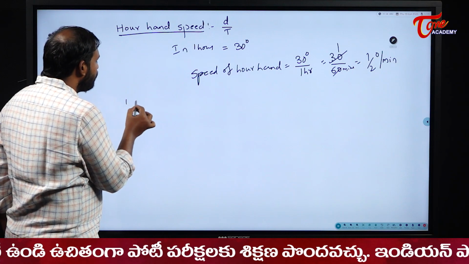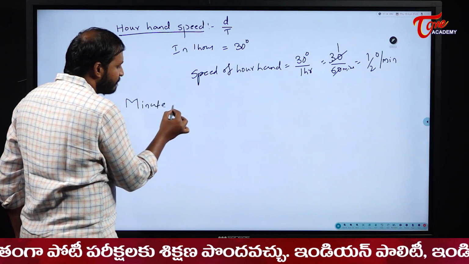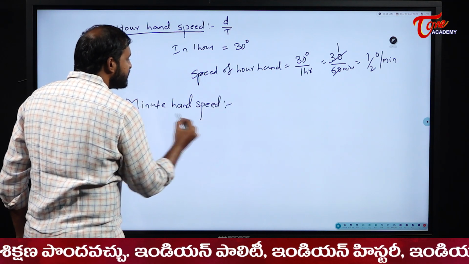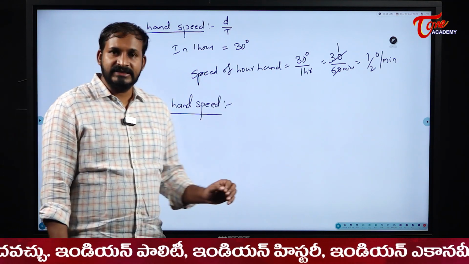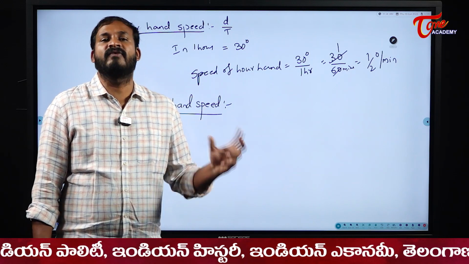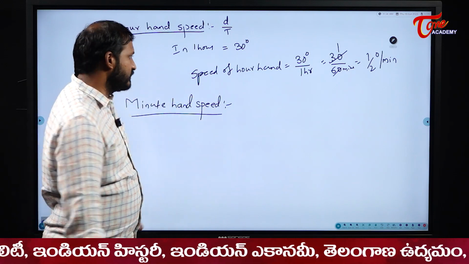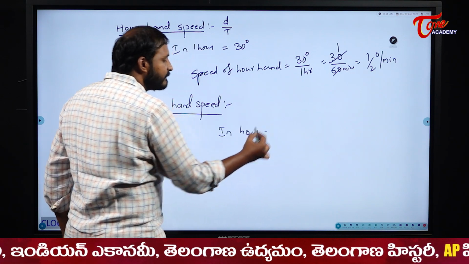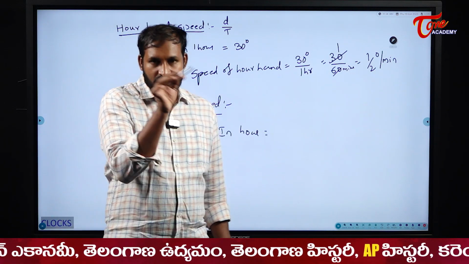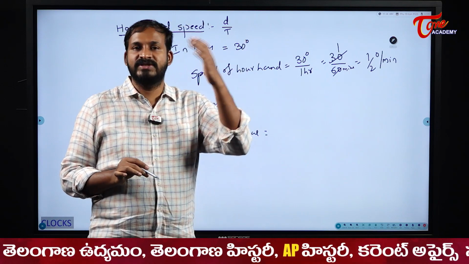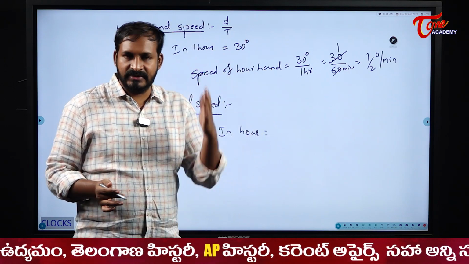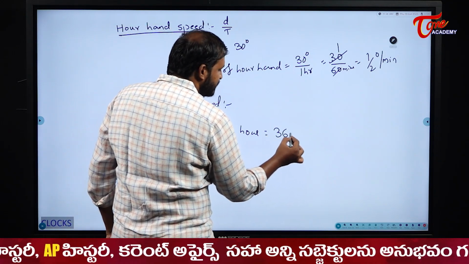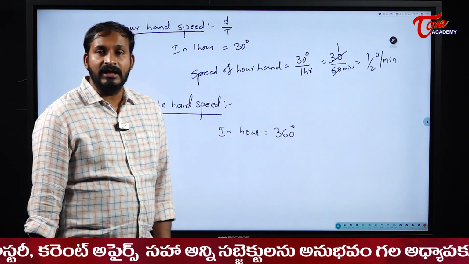Now, similarly, we will have the minute hand speed. That means the distance covered by my minute hand in 1 hour. The same logic: in 1 hour, what is the distance covered by my minute hand? It will go one complete round, right? It will start from 0 and end at 0. That means 0 or 12 both are same. So, in 1 hour it is going to cover total 360 degrees.